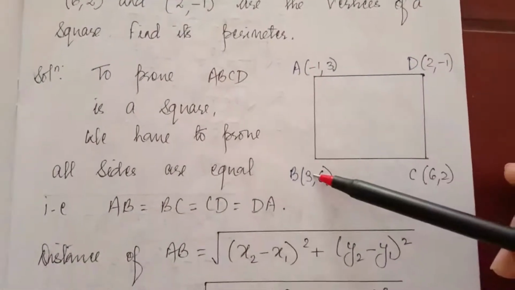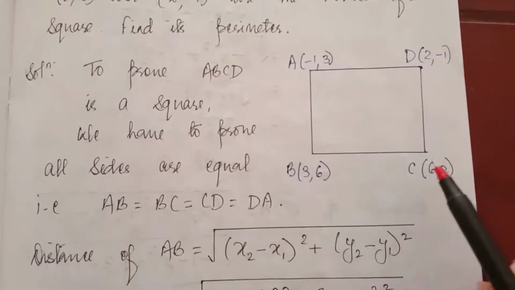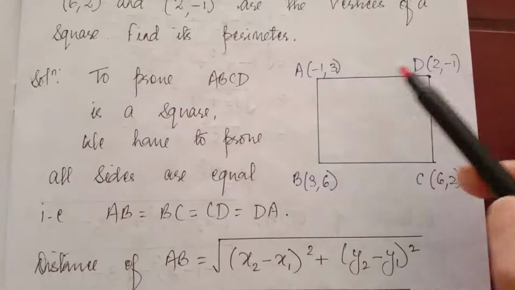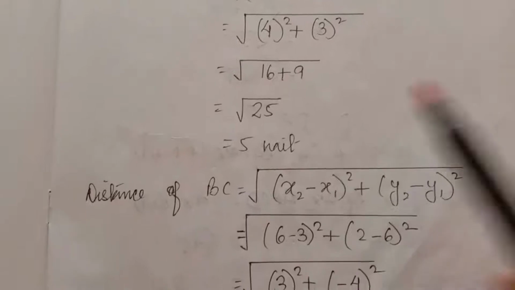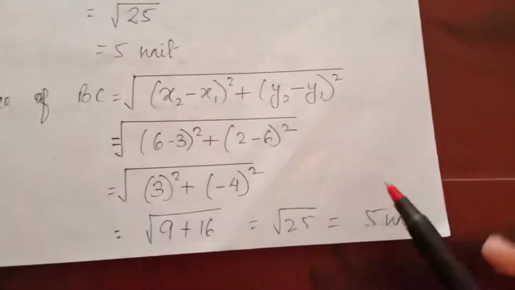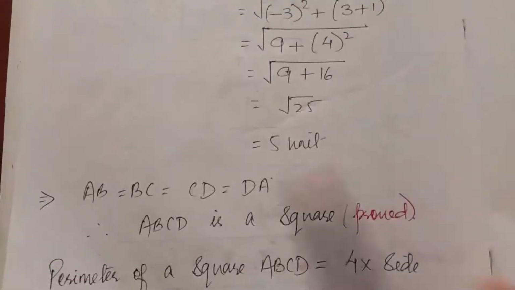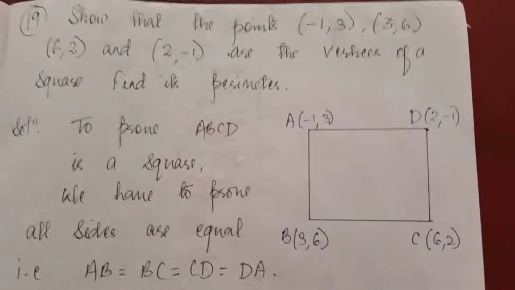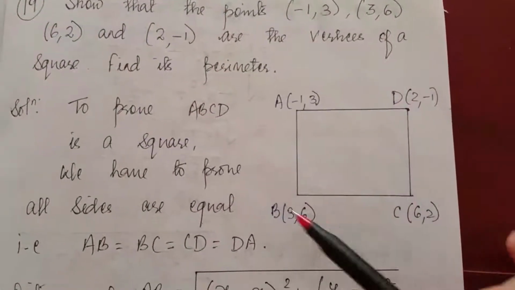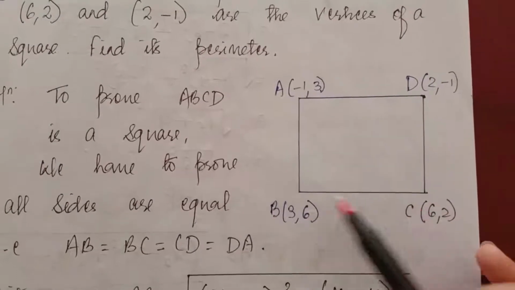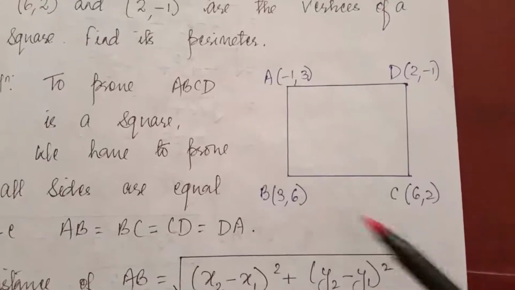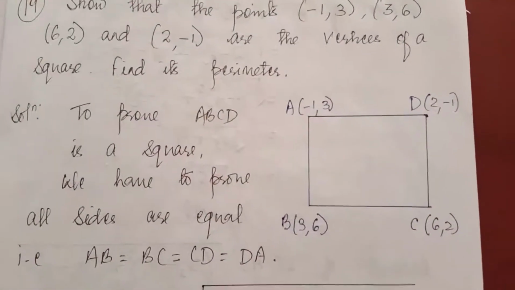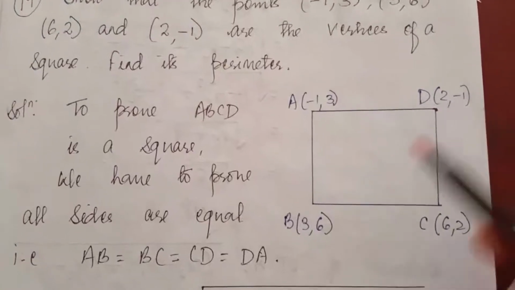So you have to find the length AB, that means the distance of AB, BC, CD and DA. When you find the distances, you will get 5 units in each. Here also it is 5 units, so CD is also 5, DA is also 5. That means all the sides are equal. It is a square. Next you have to find its perimeter. Perimeter means the length of this boundary. This is 5, 5, 5, 5, so it is 20. The total length of the boundary is 20. But we have a formula to find the perimeter of a square, 4 into side.